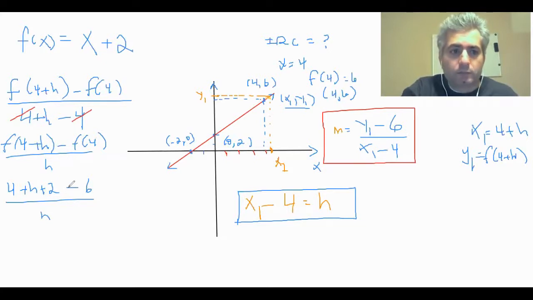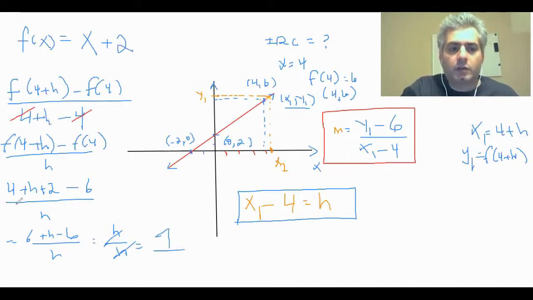And what happens now is we're going to simplify the expression. So 4 plus 2 is 6. Plus h minus 6 all over h. 6 minus 6 is 0. So you end up with h over h. H is canceled, and what's left then is 1. So this would give us the slope of the tangent, or the instantaneous rate of change at that particular point, 4 comma 6. The slope is 1.